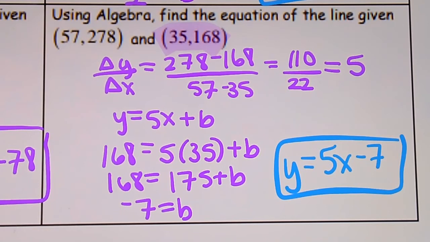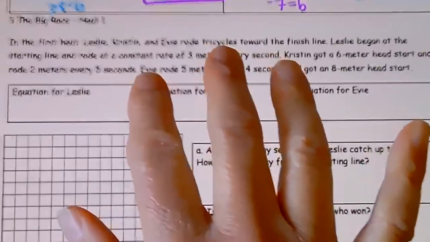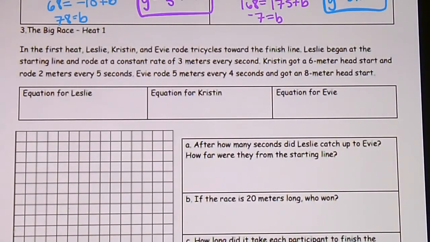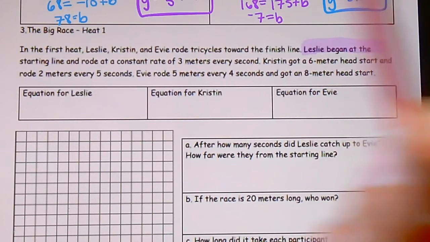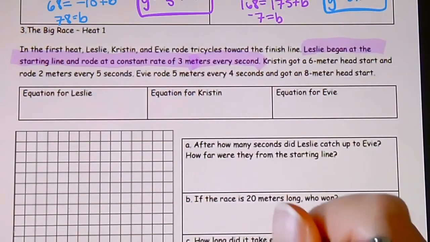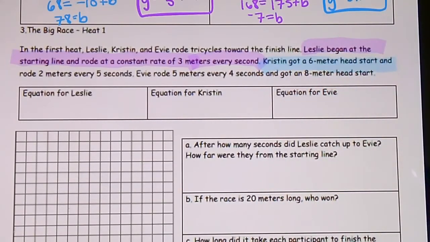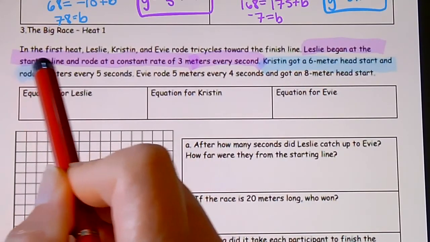Okay, and then the last section of this is the big race, the tricycle race problems, okay? So the big race, heat one. In the first heat, Leslie, Kristen, and Evie rode tricycles toward the finish line. Leslie began at the starting line and rode at a constant rate of 3 meters per second. Then we have Kristen. Kristen got a 6-meter head start and rode 2 meters every 5 seconds.